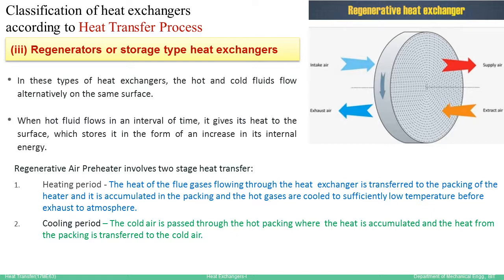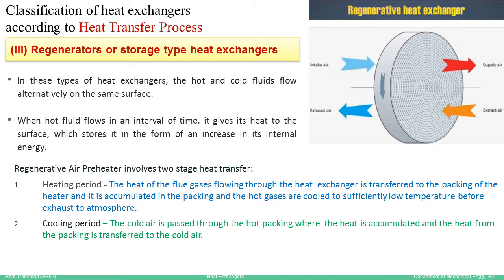For example, take a regenerative air preheater. The heat of the flue gases flowing through the heat exchanger is transferred first to the packing of the heater, which stores the heat. That heat is accumulated in the packing, and then the hot gases are cooled during their flow to the lowest temperature before they are exhausted to the atmosphere. But in the cooling period, cold air passes through the same packing, so that the accumulated heat is taken away by the colder air, and when it comes out, the air becomes warmer, and this hot air can be used for other applications.